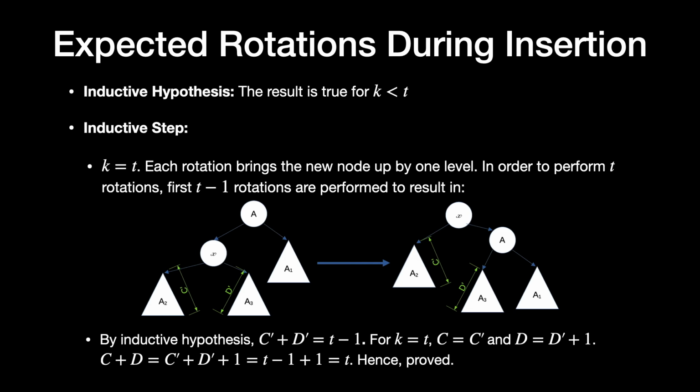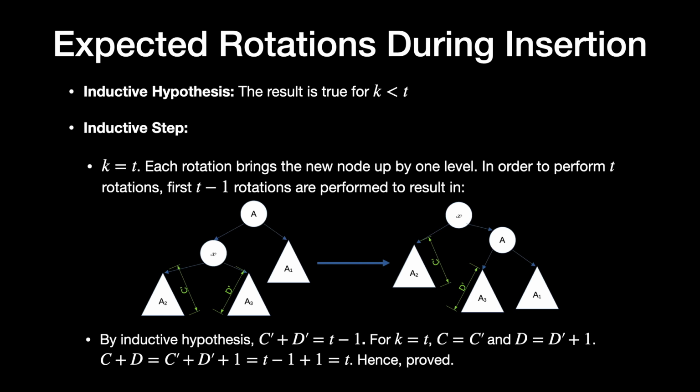When we perform right rotate, as you can see in the diagram, its left subtree remains its left subtree. So the left subtree length is C prime. So C is equal to C prime. And its right subtree consists of its previous parent A, and the children of A are the previous right subtree of X and the previous right subtree of A. Now you can see that the length of the left spine of the right subtree is equal to D prime plus 1, because D prime comes from A3, which used to be the right subtree of X, and the 1 comes from A. So D is equal to D prime plus 1. And C is equal to C prime, as we've talked about before.